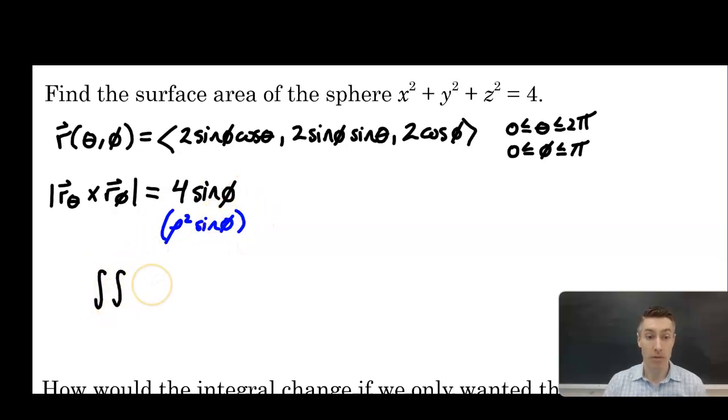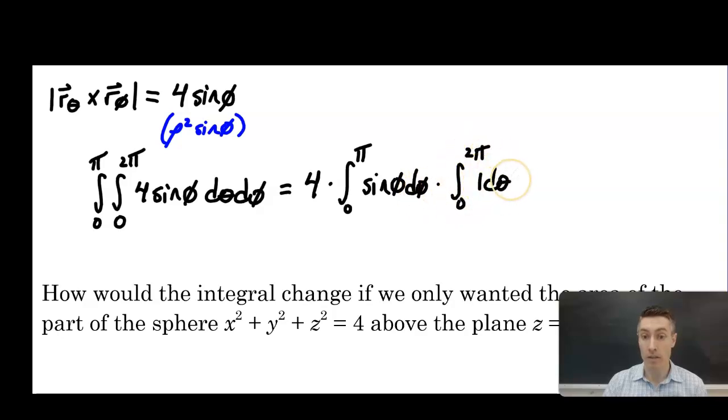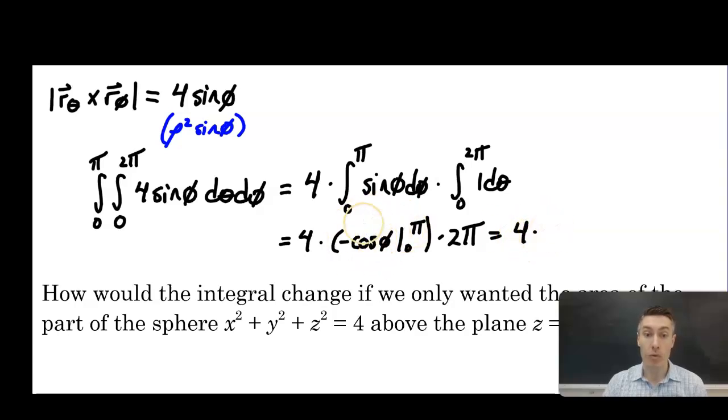So then we're going to get the double integral of 4 sine phi d theta d phi. Theta goes from 0 to 2 pi. Phi goes from 0 to pi. Again, we have a separable integral. So 4 times the integral from 0 to pi of sine phi d phi times the integral from 0 to 2 pi of 1 d theta. So this is 4 times negative cosine phi from 0 to pi times 2 pi. So 4 times cosine pi is negative 1, so negating that, that'd be 1, and then minus negative 1 is plus 1, so times 2 pi, which is, as we expected, 16 pi.